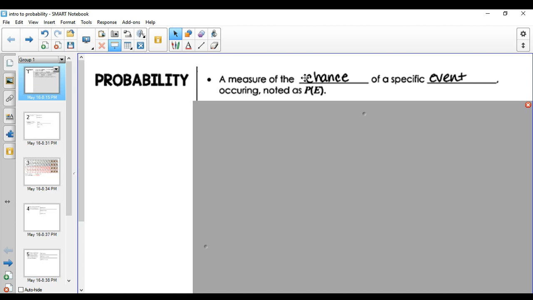So probability is a measure of the chance of a specific event occurring, noted as capital P, which stands for probability, and then in the parentheses, this E here stands for the event. So for example, if we want the probability of choosing a yellow marble, in parentheses it would say yellow.